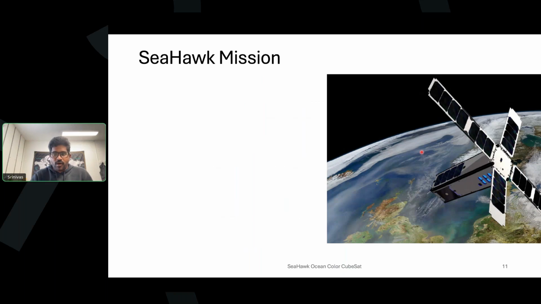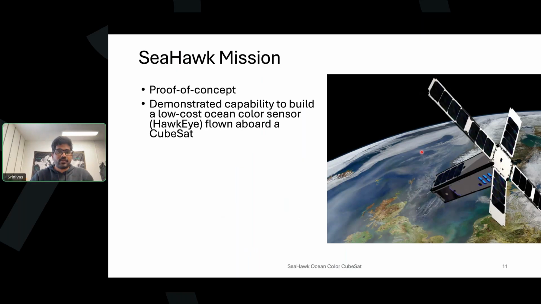And now coming to the Seahawk, which is an ocean color CubeSat mission. It is a proof of concept mission to test whether ocean color can be done from a CubeSat. Hawkeye is the ocean color sensor on board the Seahawk CubeSat, and the idea of this mission is to test the capability to build a low-cost ocean color sensor on a CubeSat. This Hawkeye sensor provided high quality and high spatial resolution imagery.